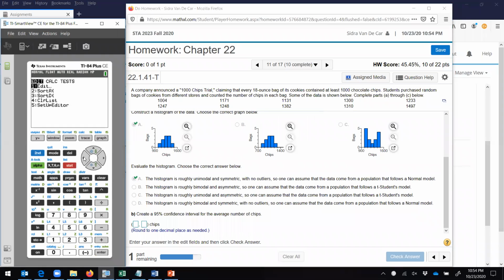Okay, I need to put them in here now. All right, so 1,004, 1247, 1171, 1248, 1131, 1382, 1300, 1310, 1233, and 1497.